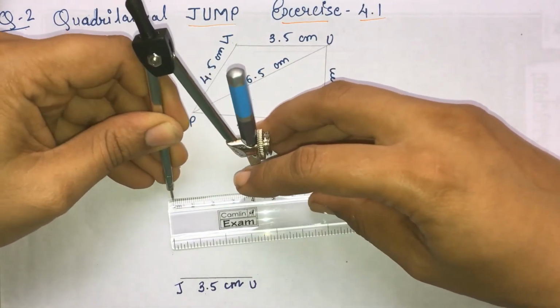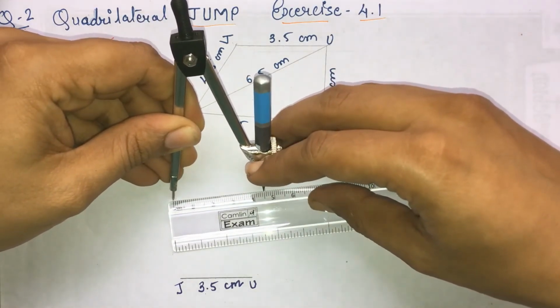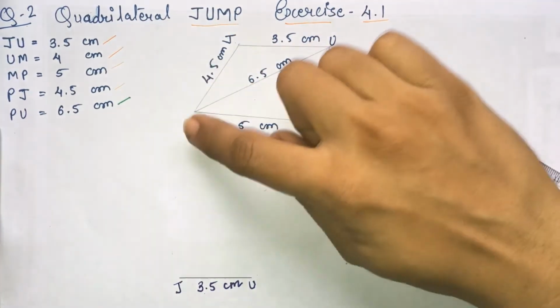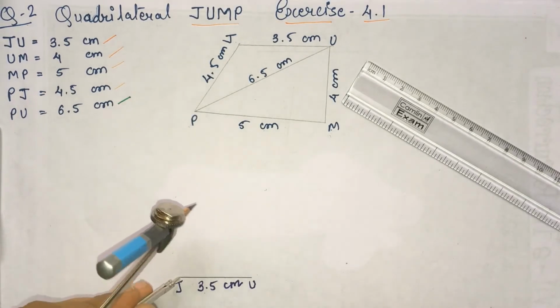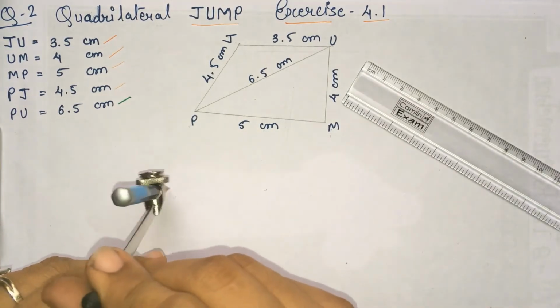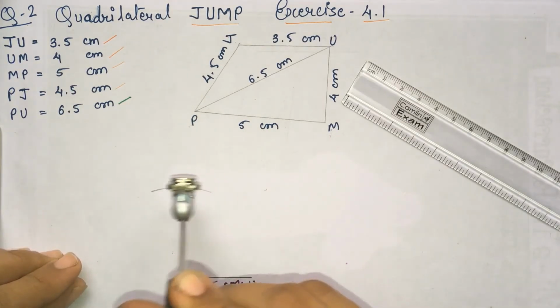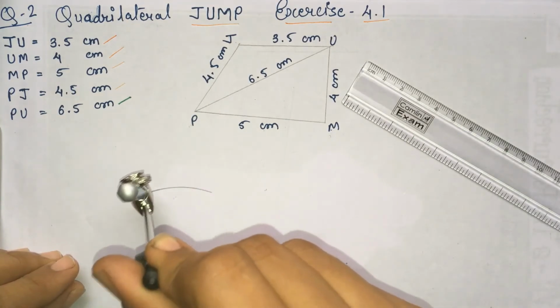It is, so here is 4.5 centimeter. So from J to P we have to show. So we'll take J as the center and we'll draw an arc with the radius 4.5 centimeter.